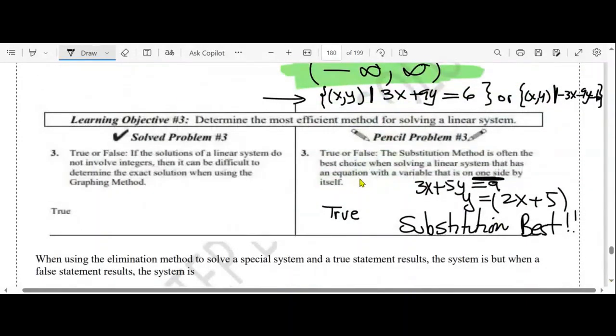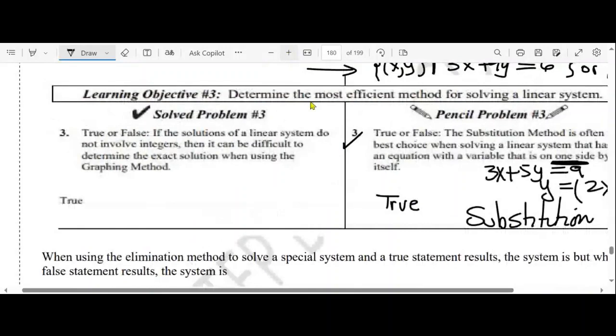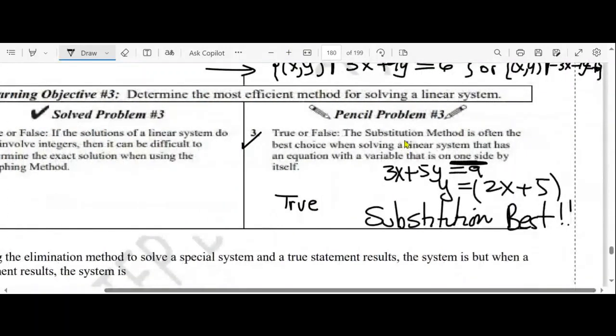All right, so last one. Read it, Muhammad. Loud. True or false? Substitution method. Read on the board. The substitution method is often the best choice when solving a linear system that has an equation with a variable on one side by itself. The answer is what? True.